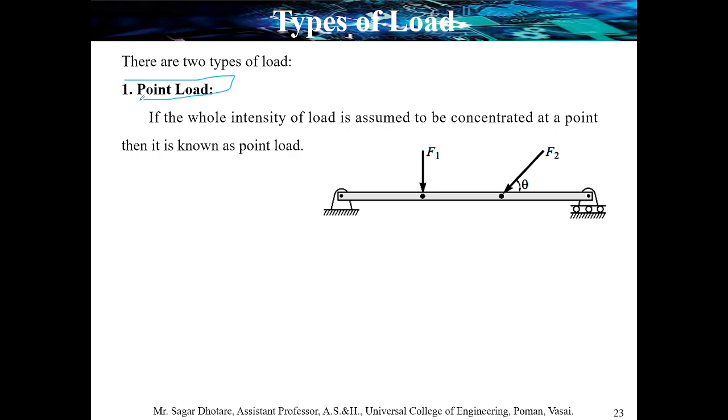The load acting on a particular point, or which is concentrated at a particular point, is called a point load. In this case, F1 is concentrated at this point, so it is called a point load. It is angular but concentrated over this point, so it is also called a point load. I hope this concept is very easy to understand.